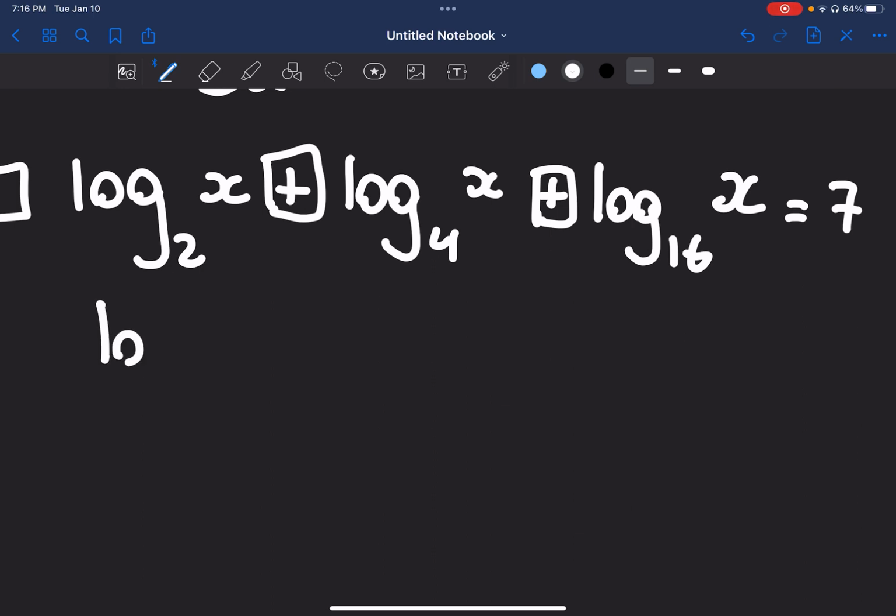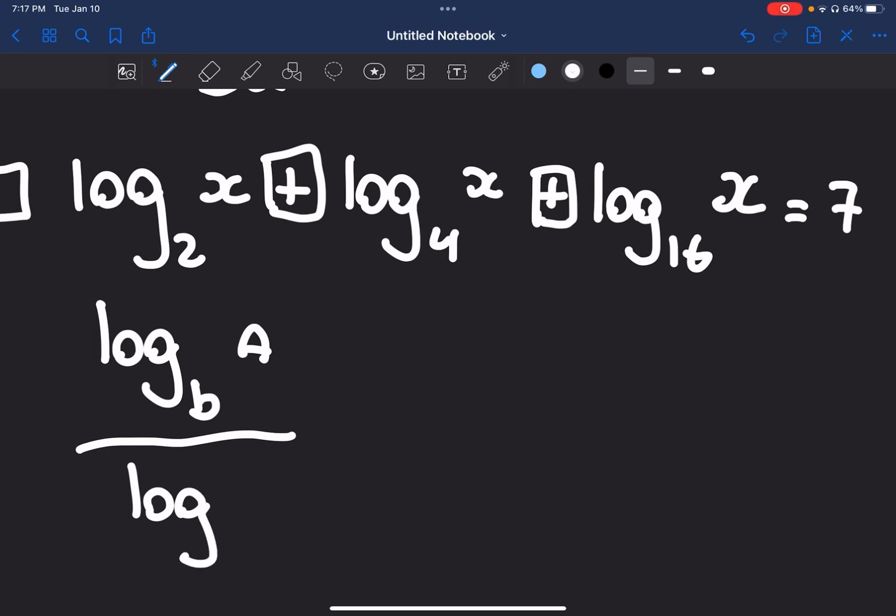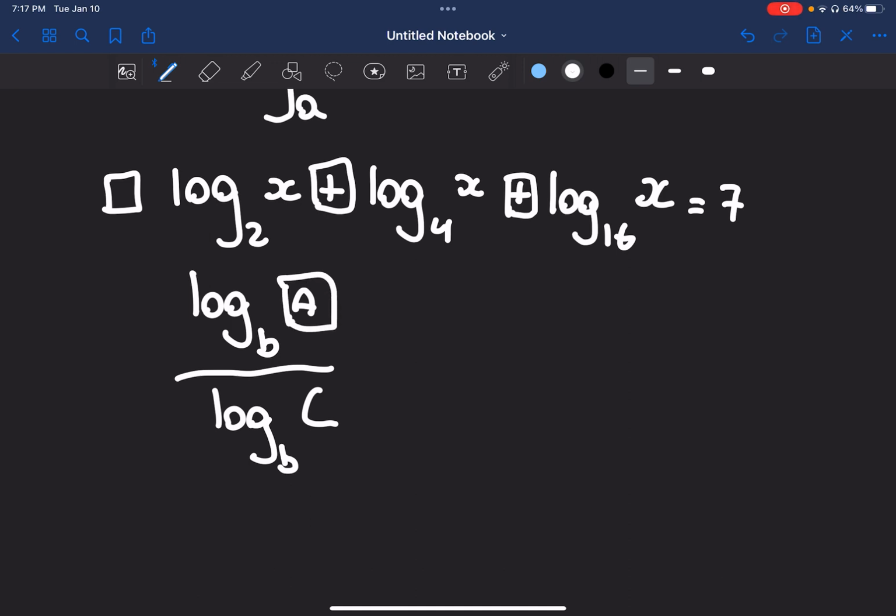We change bases by having log of the new base, so we'll call that b, of the top number, so we'll say this is a, over log of the new base of the bottom number, which we'll call c, right? This is the top number, this is the bottom number. Top number meaning when you say log base 2 of whatever you say next. So for example, log base 2 of x would be the top number, and log base 2 of c would be the bottom number, which would be log base 2 of 2, which is 1. But we're not changing the base.